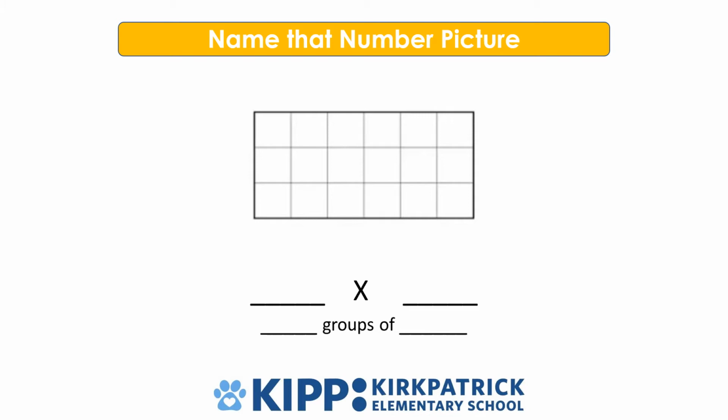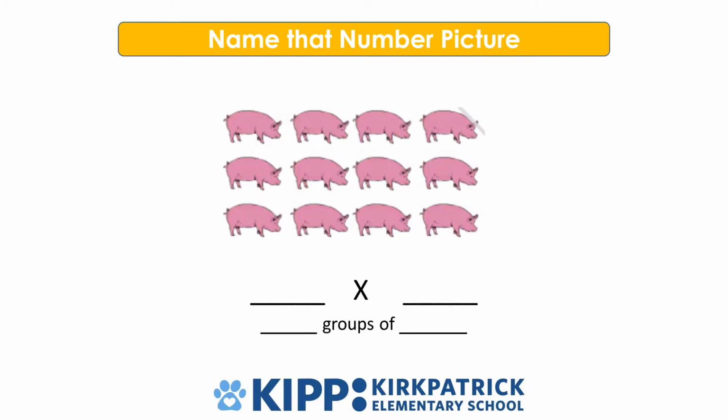Did you get 3 groups of 6? If so, you're on the right track. Nice work. We have 3 rows and 6 in each row, which gives us 3 times 6 or 3 groups of 6. All right, take a look at the pigs. Come up with your equation and see if it matches mine.